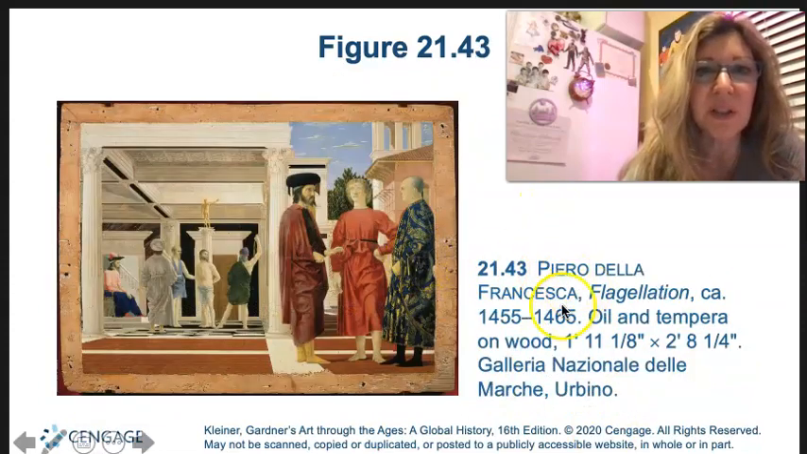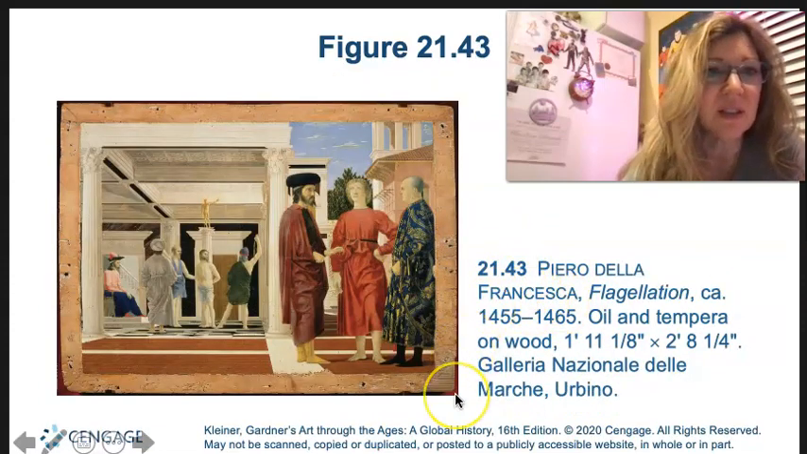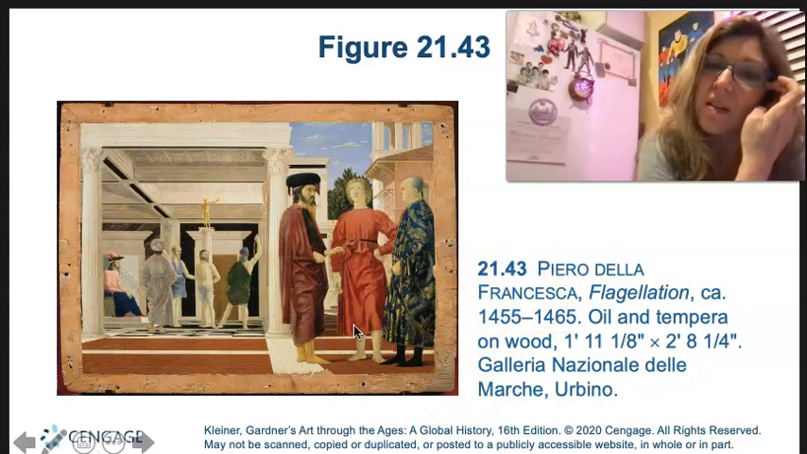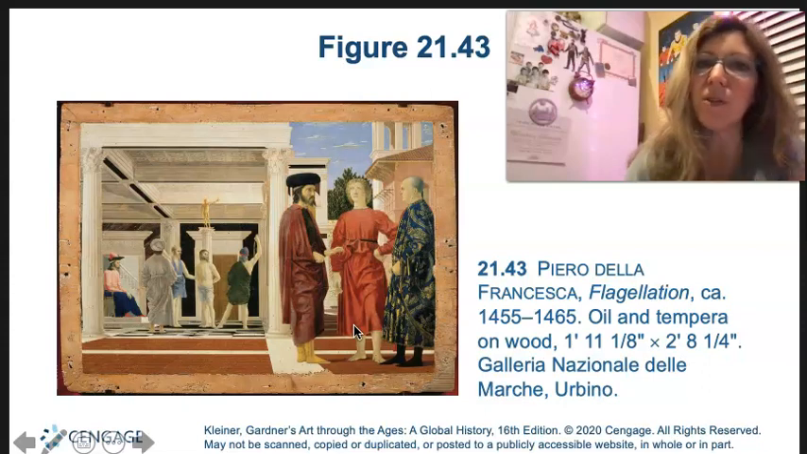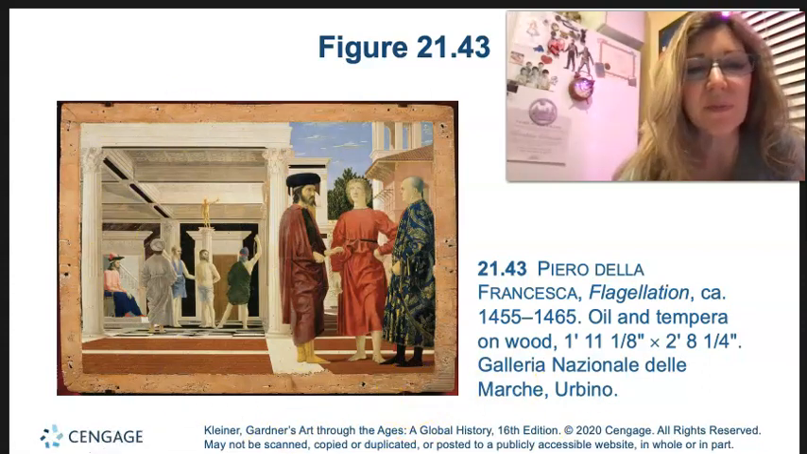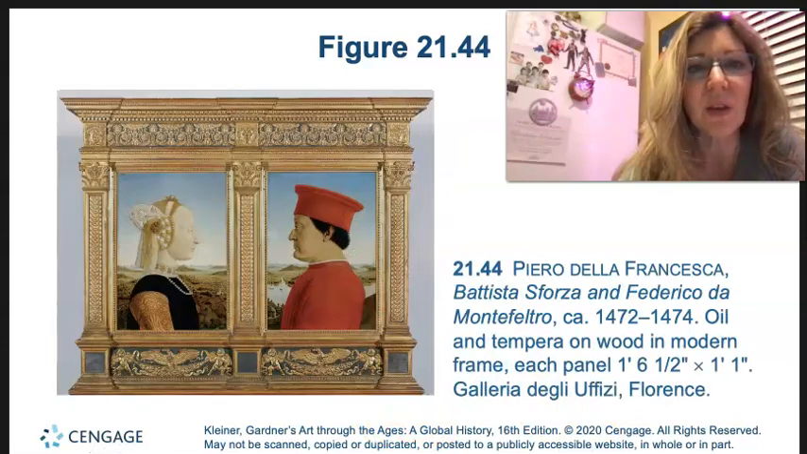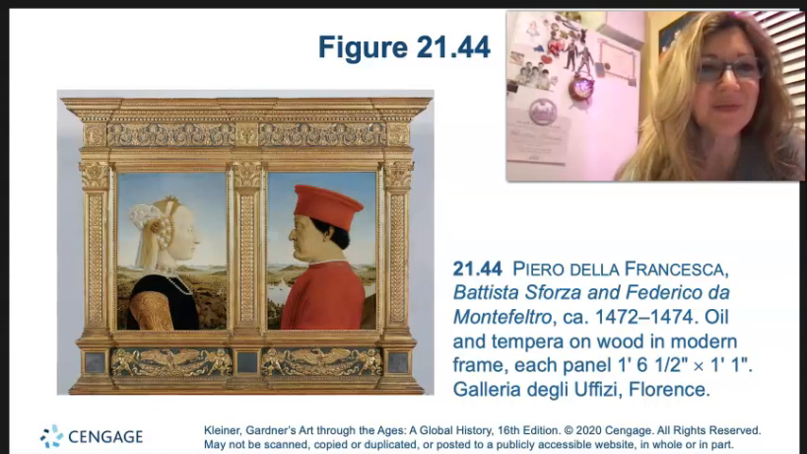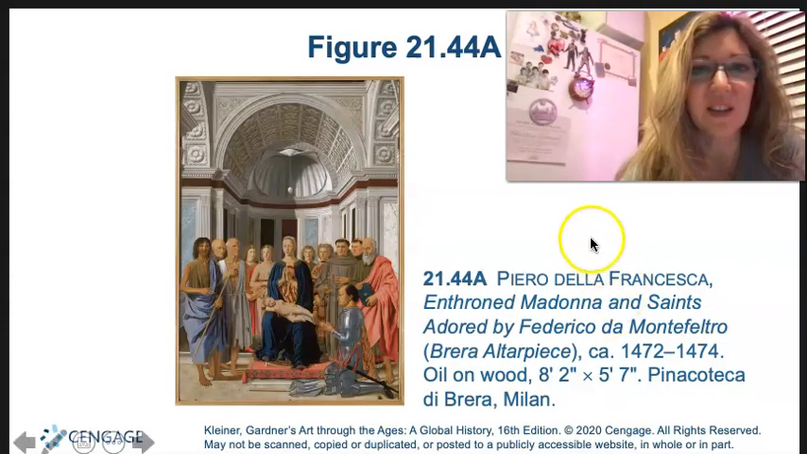Okay, this is Piero della Francesca. Another one of those scenes that you're going to see again and again and again if you're following art history, this type of style. Okay, it's almost like it's a diptych, right? And Enthroned Madonna. We're going to see more coming up.